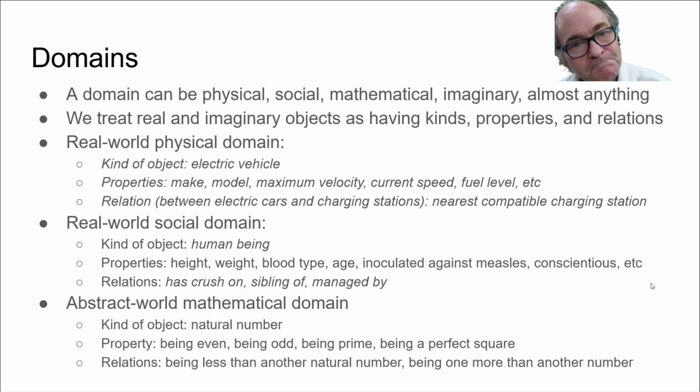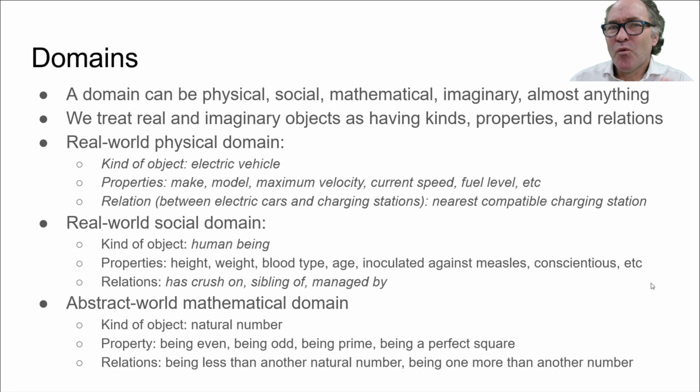Okay? Now, just as discrete structures we can think of as sets of objects with operations and properties and relations, that's a natural way also to think about things in the world. So, think about a real-world physical domain of electric vehicles. Just think about all the Teslas that are driving around. That's our domain of discourse for this little mini conversation right here. Those objects have properties: make, model, maximum velocity, current speed, fuel level, year of manufacture, and so on and so forth. Take a second and see if you can come up with at least 2 other properties of Teslas.